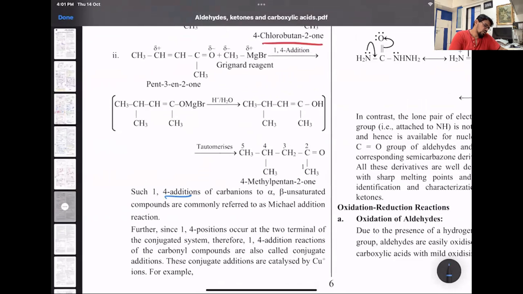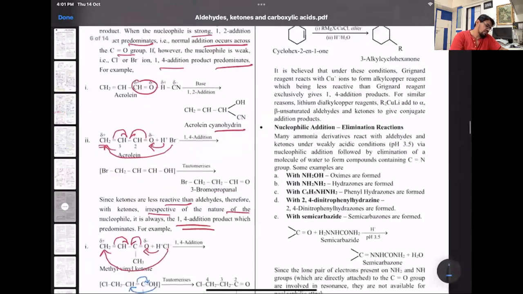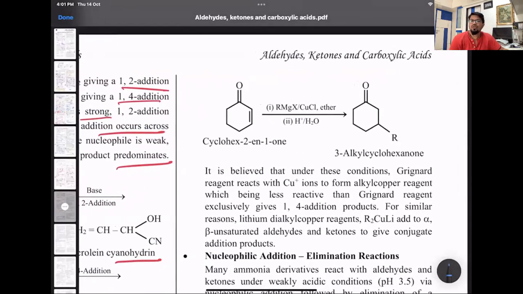Now it says 1,4 addition of carbanions to alpha beta unsaturated compounds is termed as Michael addition reaction. This is all an extra part. Since 1,4 occurs at the terminal of the conjugated systems, conjugated alternately arranged double bonds, therefore 1,4 additions are also called conjugate additions, and they are catalyzed by cuprous ions. They have given some examples like cyclohex-2-ene-1-one. If you react with Grignard, then the alkyl group straight away comes and attaches over there, the 1,4 addition part taking place. So you straight away get 3-alkyl cyclohexanone.